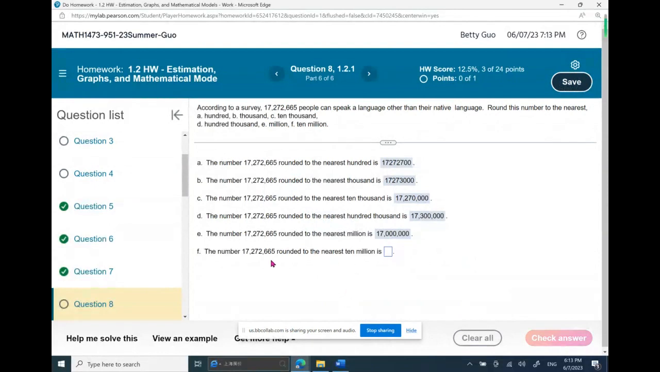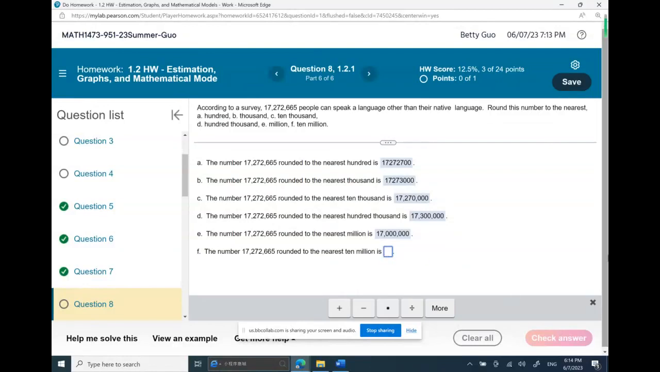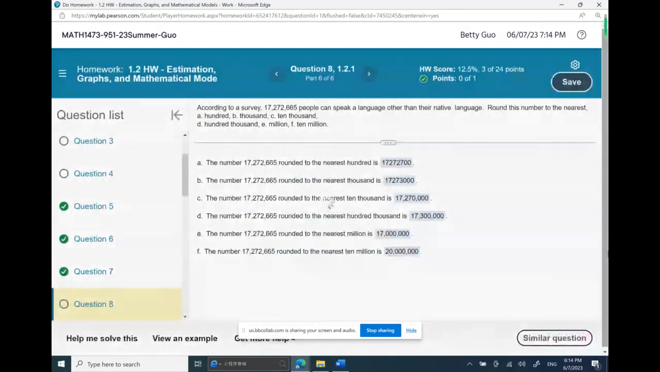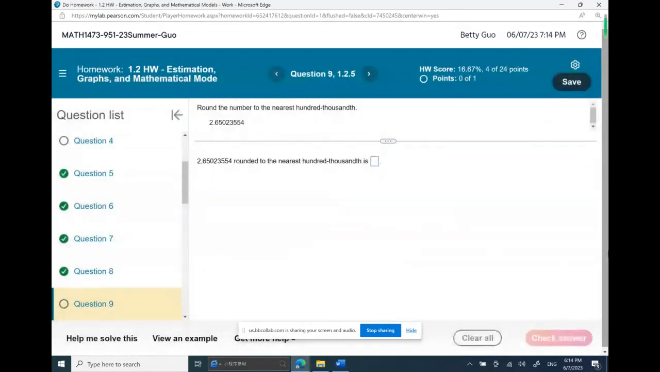F, rounded to the nearest 10 million. So original number is 17,272,665. 10 million is 1. Since 7 is bigger than 5, we're going to round it up. So 17 million, we're going to round it up to 20 million. 20, 1, 2, 3, 1, 2, 3, 6 zeros give us a million, so 20 million. Very good. And that's that. A little bit time consuming, but it's a good question.